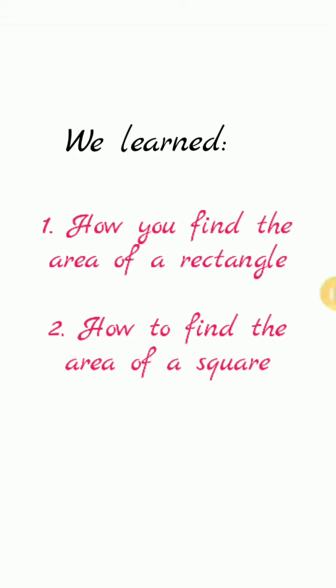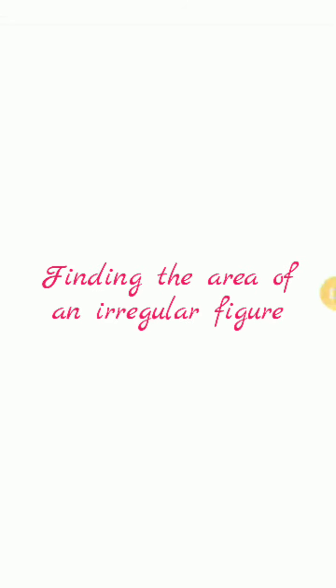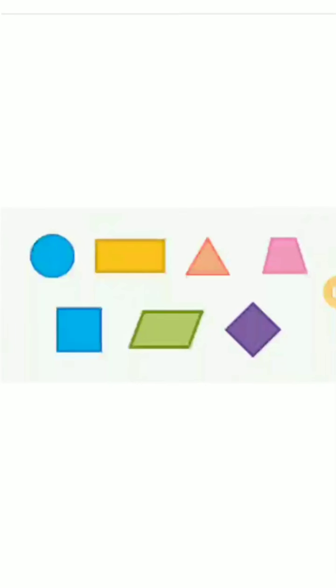Everyone, we already learned how to find out the area of a rectangle and area of a square. Today we are going to learn how to find out the area of an irregular figure. Look at these figures. You might be familiar with some of these figures. Can you name all these? Circle, rectangle, triangle, trapezium, square, parallelogram and rhombus. And these are some of the standard geometrical figures.